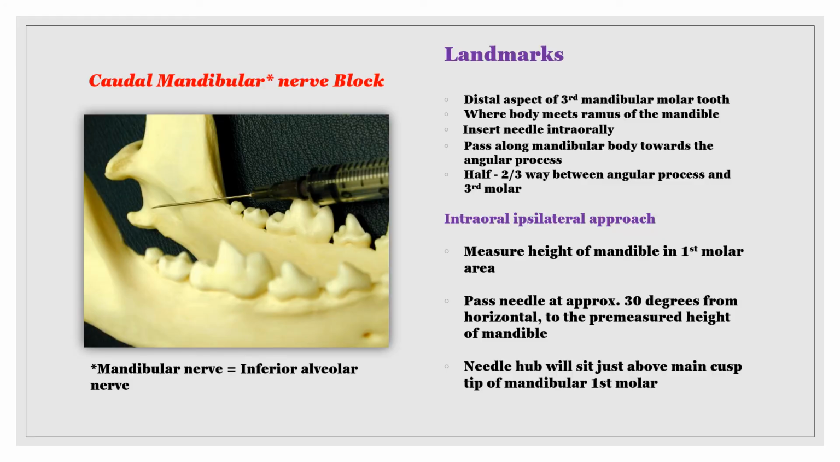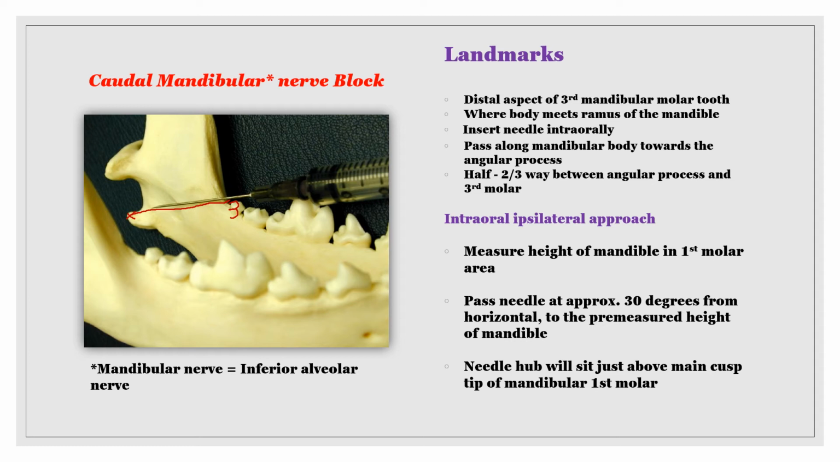What are the landmarks for the caudal mandibular nerve block? Firstly, the distal aspect of the third molar tooth, which is here. The angular process, which is here. We run a needle from behind the third molar tooth in a straight line towards the angular process. This is the traditional approach. We go half to 2/3 of the way along that length, and we allow the needle to run onto the medial side of the ramus of the mandible.